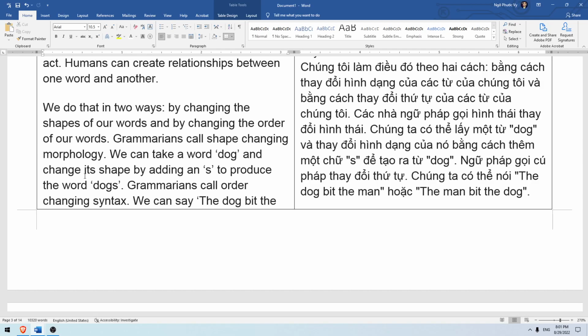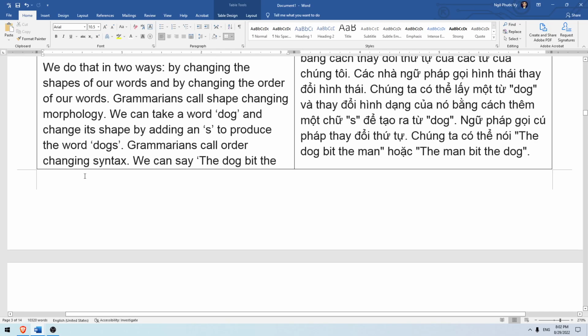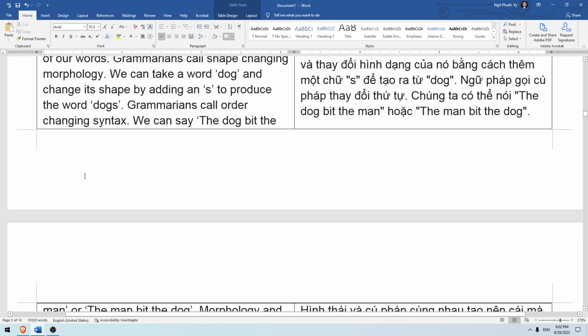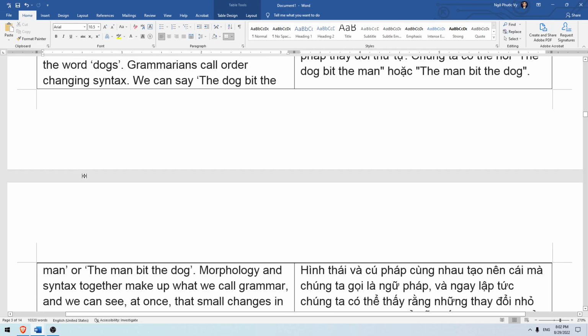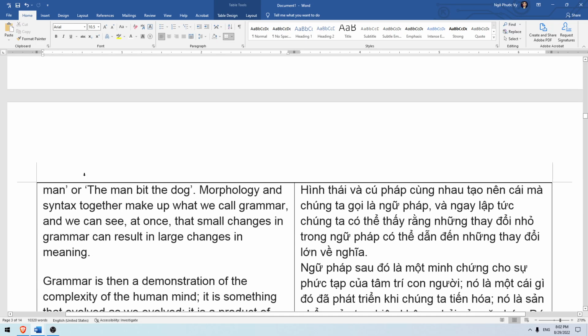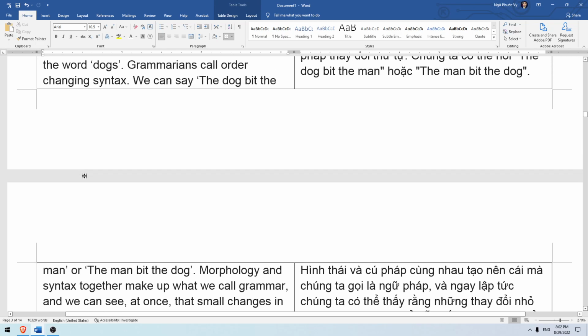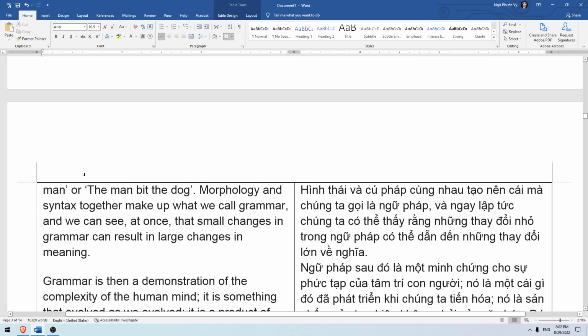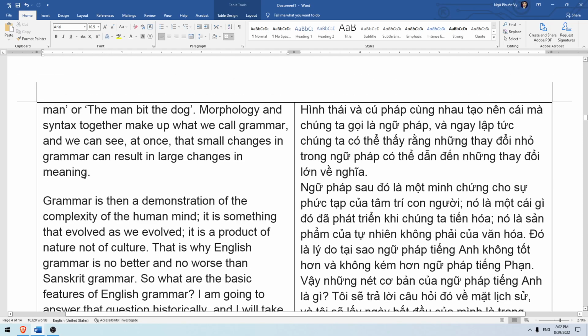Grammarians call shape changing morphology. We can take a word, dog, and change its shape by adding an S to produce the word dogs. Grammarians call order changing syntax. We can say the dog bit the man, or the man bit the dog. Morphology and syntax together make up what we call grammar, and we can see at once that small changes in grammar can result in large changes in meaning.